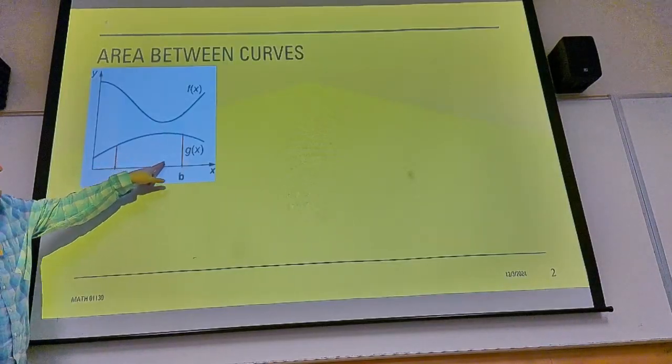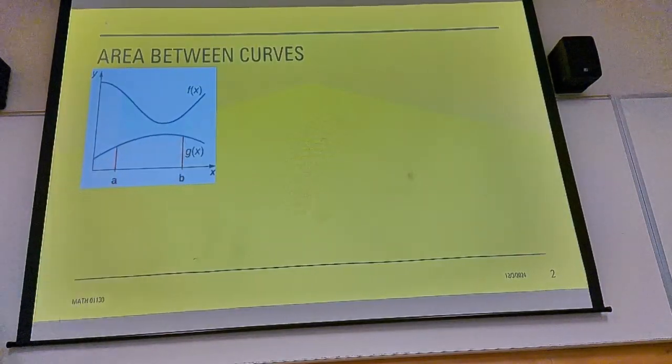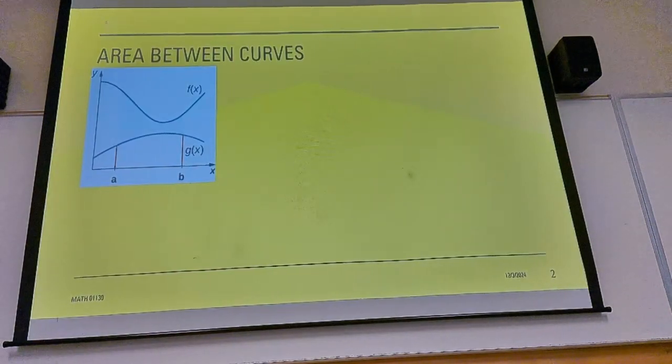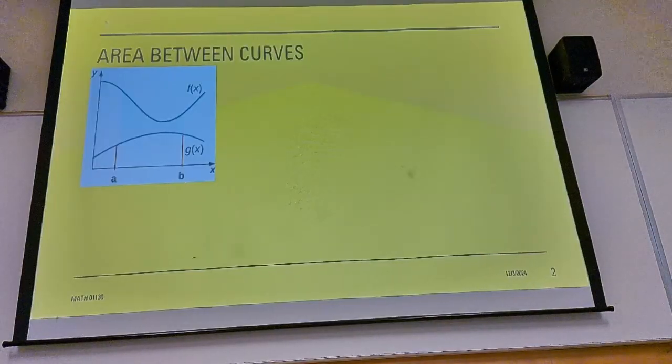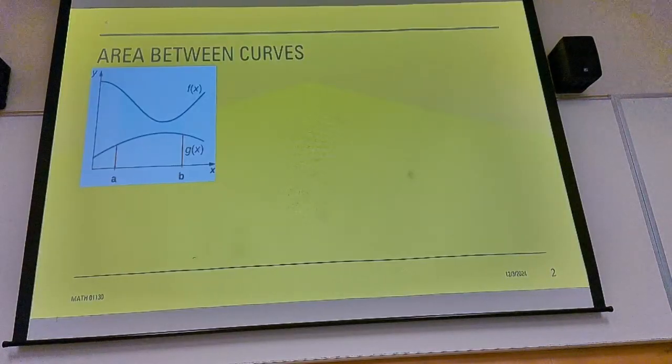But we also know what this area here is, right? How did you find that area? That's the integral of G over the area bound by A and B. So then wouldn't the total area be the area under F minus the area under G?